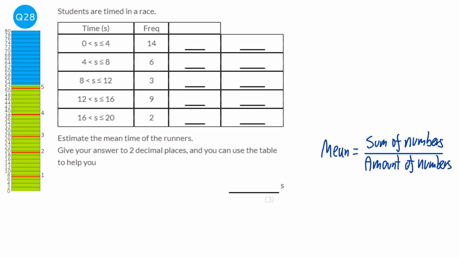Now, what this table is telling us is there are 14 students who got a time between 0 and 4 seconds. Now, it's absolutely impossible to work out what time those students got with the information in this table. So what we need to do is assume they all got, say, 0 seconds or all got 4 seconds. And the fairest value to say that they all got is what we call the midpoint.